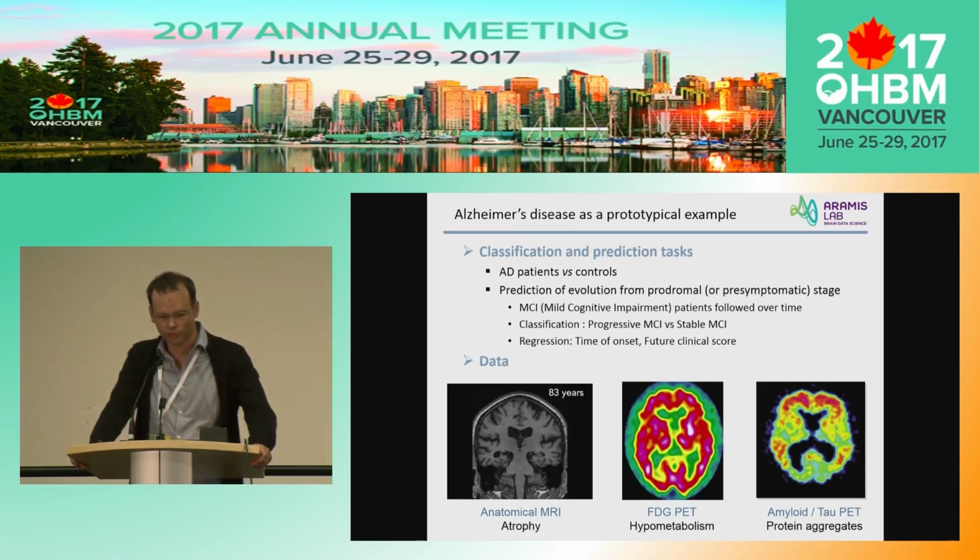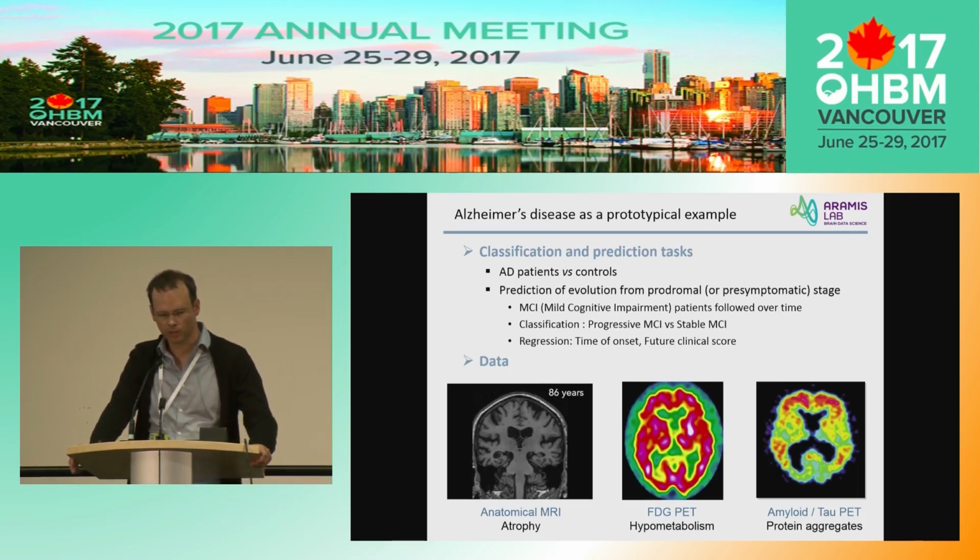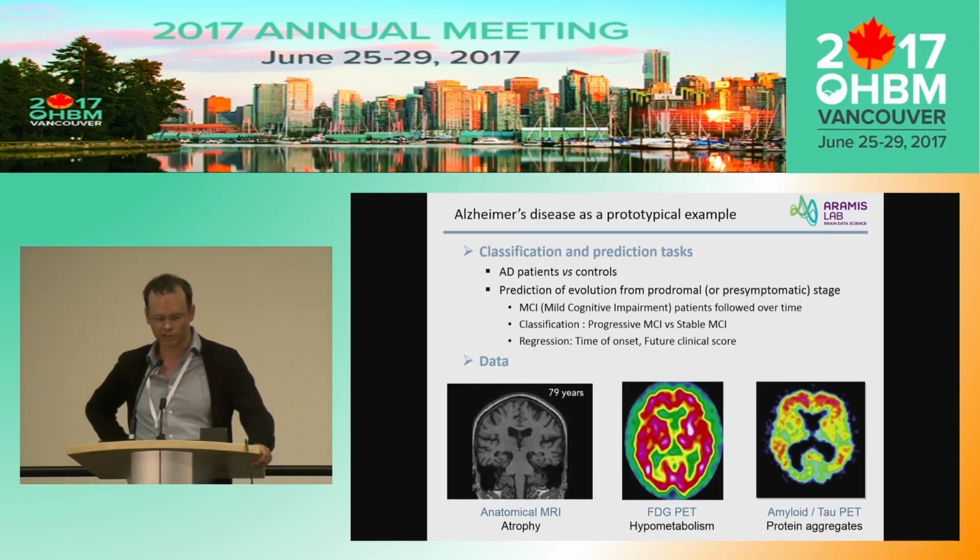And in this disease, the main types of data that are of interest are anatomical MRI showing atrophy, and in particular loss of gray matter, PET with different types of tracer, FDG, which is well established because it's a very good predictor of rapid cognitive decline, but also pathophysiological markers that are specific of the disease, such as amyloid or tau PET, that allow mapping in the brain the protein aggregates of amyloid beta or tau protein.